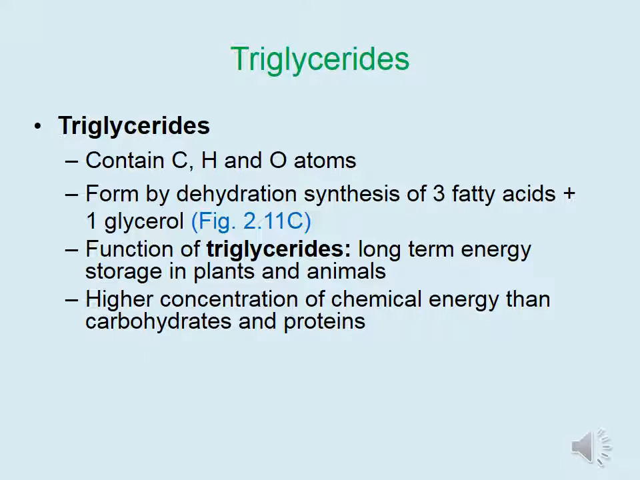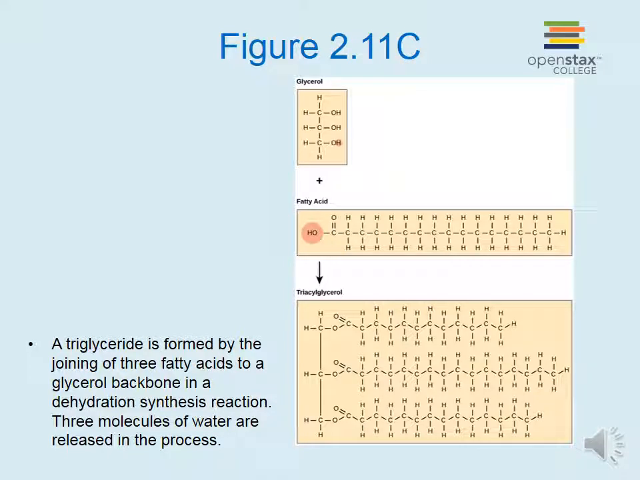Triglycerides have a higher concentration of chemical energy than both carbohydrates and proteins, making long-term energy storage useful for this molecule. A triglyceride is formed by the joining of 3 fatty acids to a glycerol backbone in a dehydration synthesis reaction. 3 molecules of water are released in the process, 1 for each of the fatty acids.